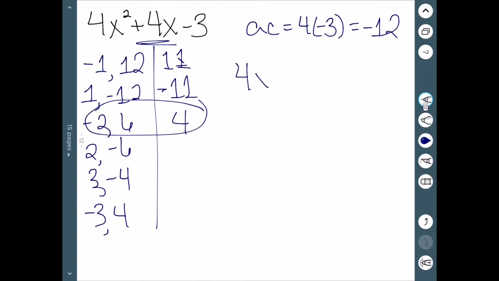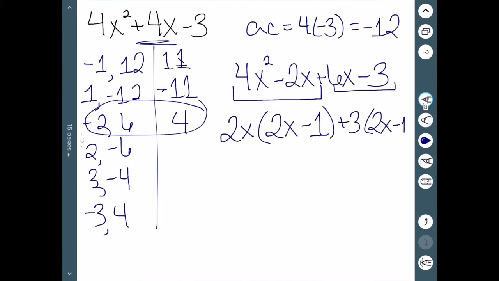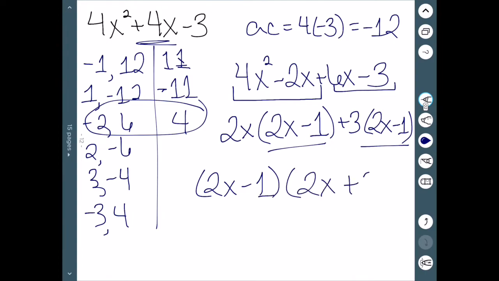So this is 4x squared minus 2x plus 6x minus 3. Looking at the first two terms, they have a 2 and an x in common, and I'm left with 2x minus 1. The second two terms have a 3 in common, and I'm left with 2x minus 1. And now we have this 2x minus 1 in common. And I'm left with 2x plus 3.